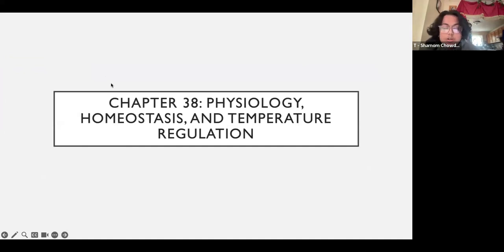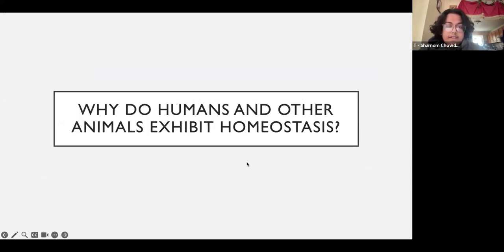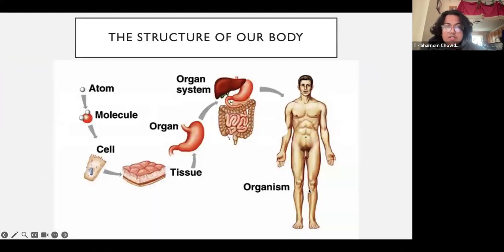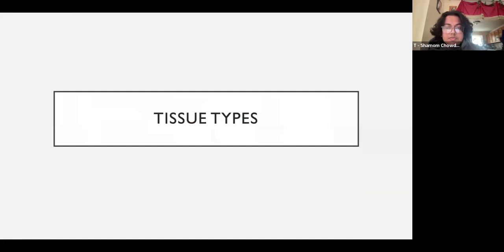All right, so first we'll be going over chapter 38, which goes over homeostasis, temperature regulation, etc. So why do humans and other animals exhibit homeostasis? First, it's important to know about the structure of our overall human body. Obviously we have atoms, molecules, cells, and then this goes into tissues. These tissues form organs, organs form the organ system, and then eventually this forms organisms, which is us.